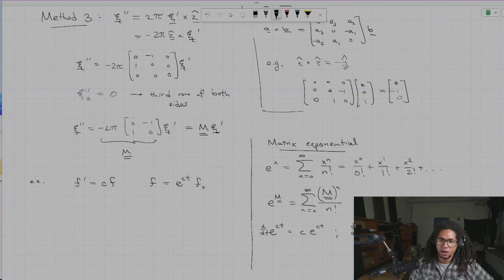Okay. Now, we can go ahead and solve our equation. So we had c double prime is equal to M c prime.